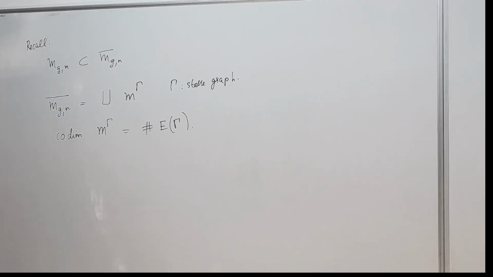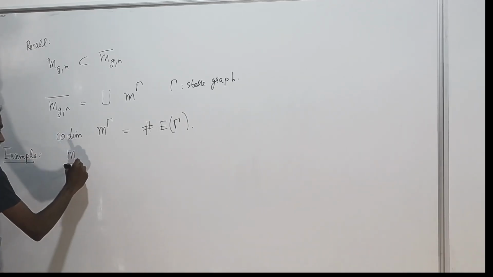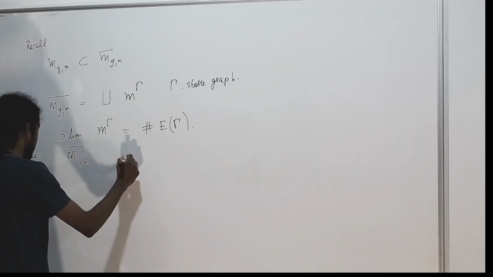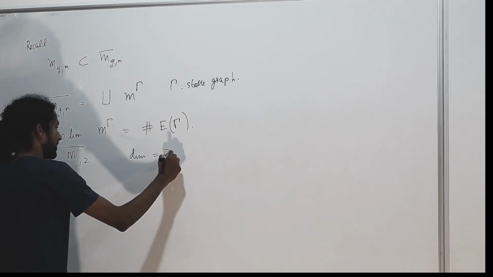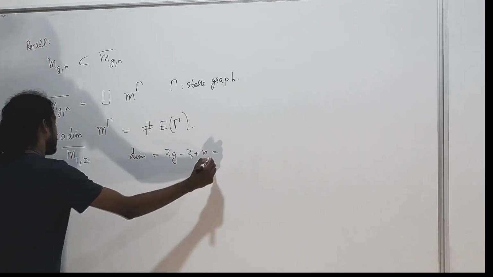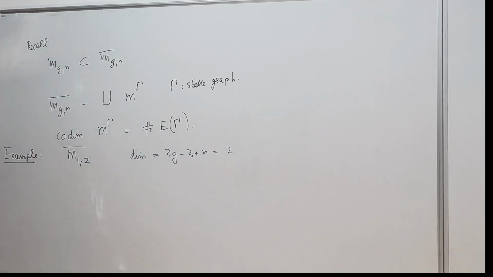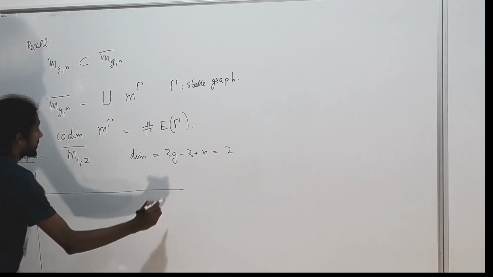We looked at an example of stratification. Let's do one more, just so that we're comfortable with this. Let's do M_{1,2} bar. First of all, what's the dimension? 3g minus 3 plus n, and g is 1 and n is 2, so 2. Let me index the strata by codimension. In codimension 0, the biggest stratum is just the smooth curves.